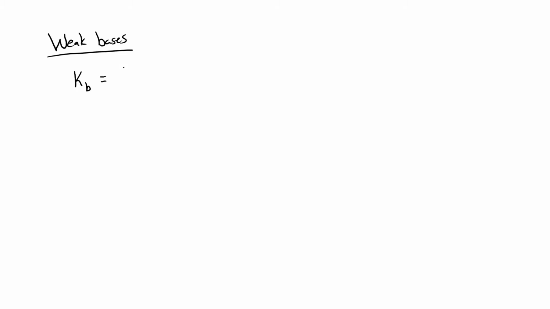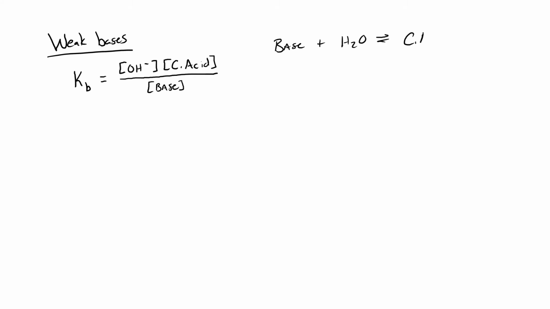And of course, Kb is going to be very similar to Ka, only instead of using the concentration of H+, we're going to use the concentration of OH-. So Kb will always be the concentration of OH- times the concentration of the conjugate acid, all over the concentration of your base. And this all comes from the standard reaction of base plus H2O, where the product side is the conjugate acid plus OH-. You figure out the equilibrium constant of that reaction, and we get the Kb expression that we have right here.